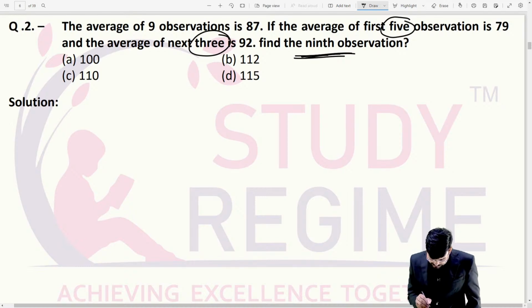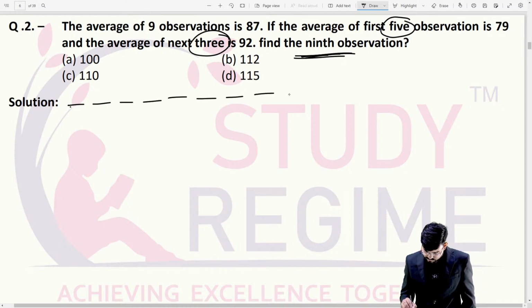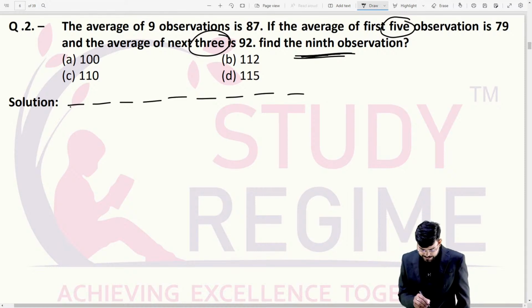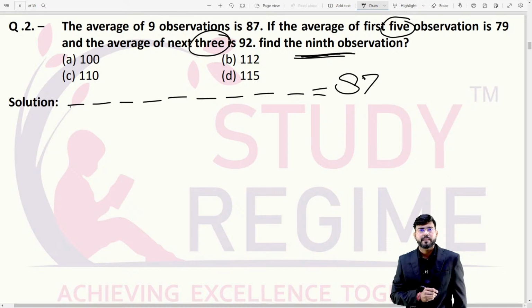So I will write like this: let there be 9 observations, 1, 2, 3, 4, 5, 6, 7, 8, 9. Now these are the 9 observations which I have marked like this. The average of all 9, it is given in the question, it is 87. Write it down, 87. Clear?